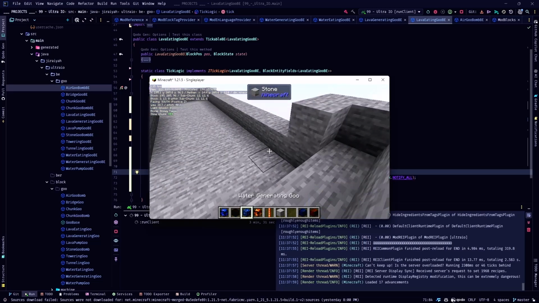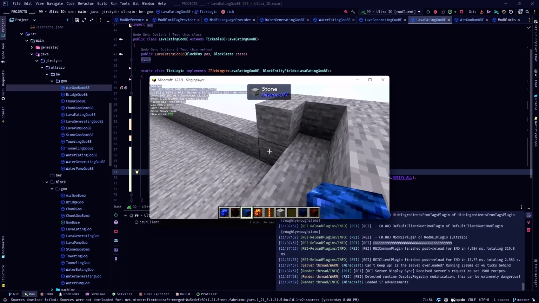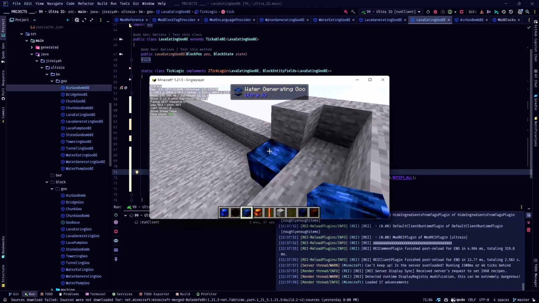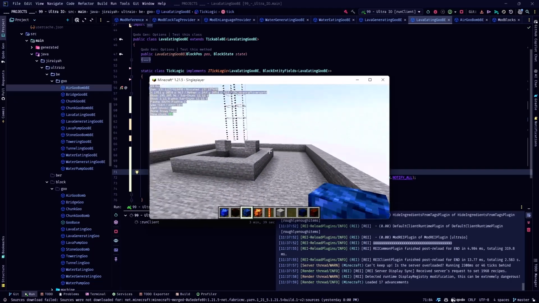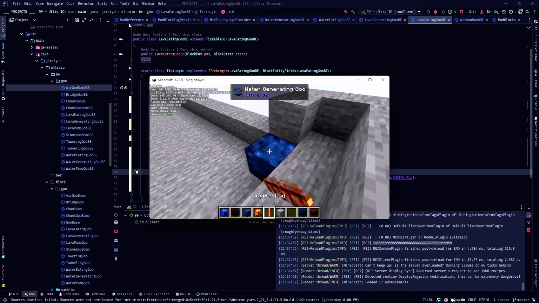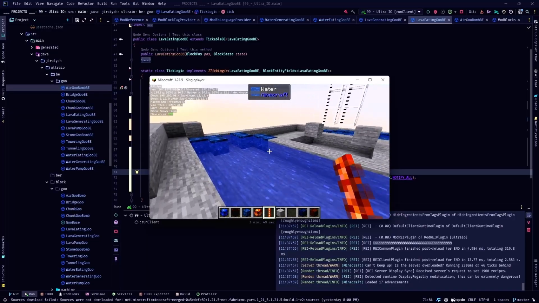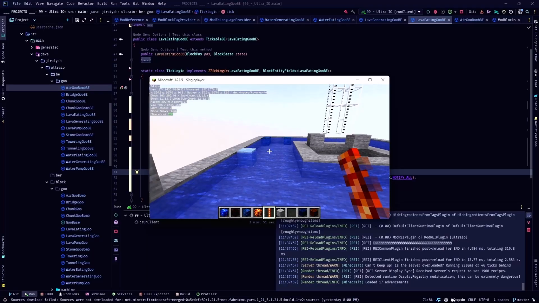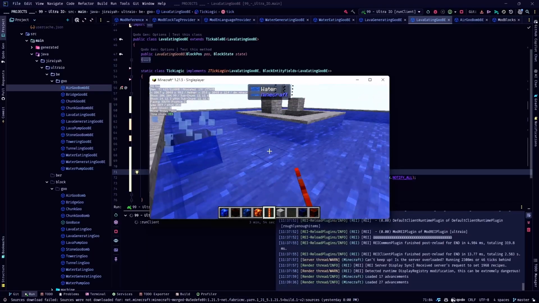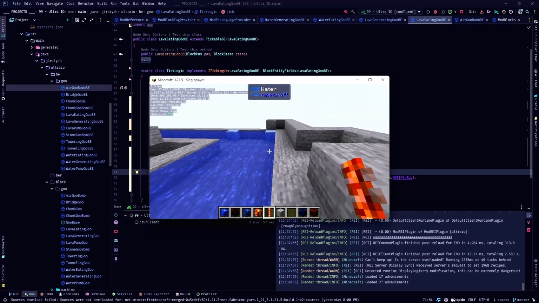So let's start with water generating goo. Now remember, we said that the water generating goo should go horizontally and below. So if I activate it. There we go. It will generate water, and at the end it should stop at that corner. And yes, we are in a cold biome right now, so this will return into ice.